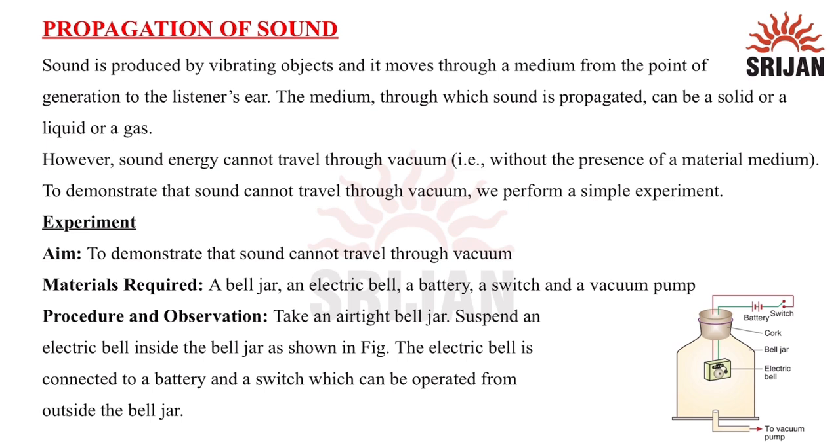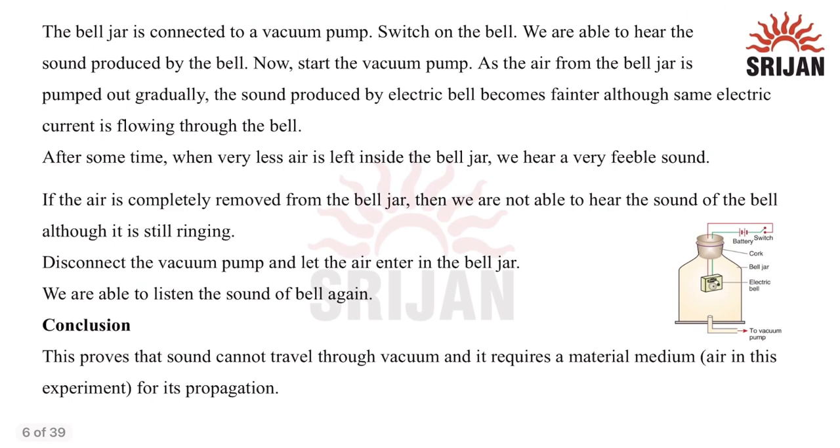Okay. Now, the material we require is a bell jar like this, an electrical bell, a battery that is here, a switch and a vacuum pump. Okay, now the procedure is that we take an airtight bell jar like this and we suspend an electric bell inside the bell jar as you can see in this particular figure. Now the electric bell is connected to a battery and a switch which can be operated outside the jar. Now, the bell jar is connected to a vacuum pump like this.